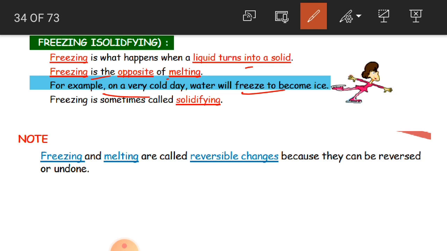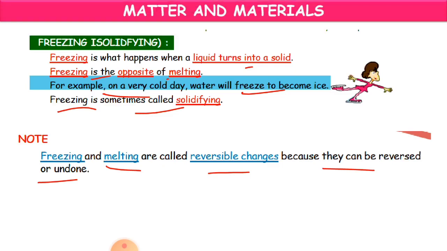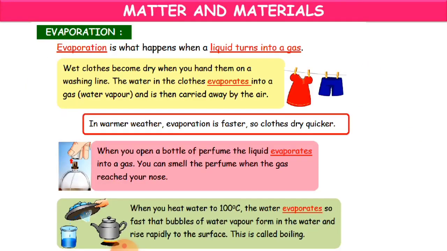Freezing is sometimes called solidifying. Freezing and melting are called reversible changes because they can be reversed or undone. We have already learnt this. Freezing and melting are reversible changes. Why? Because liquid to solid, solid to liquid, they can change either way. Clear, children?